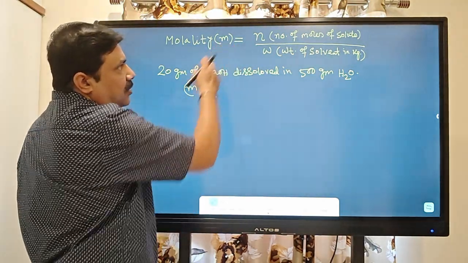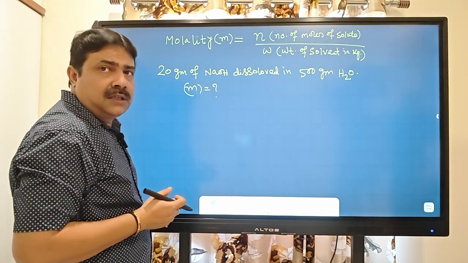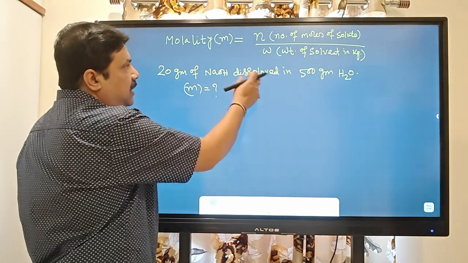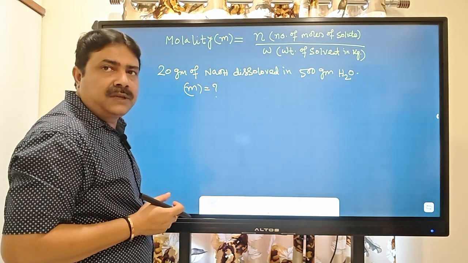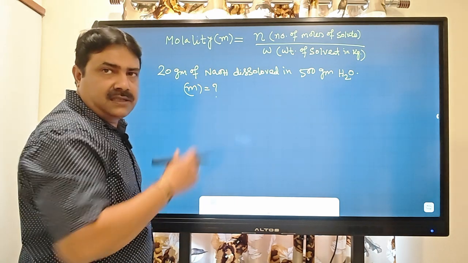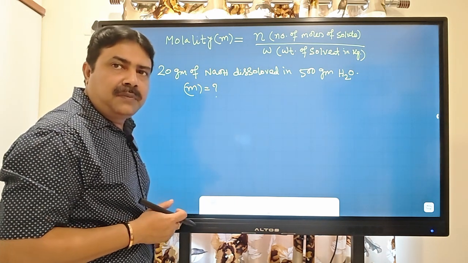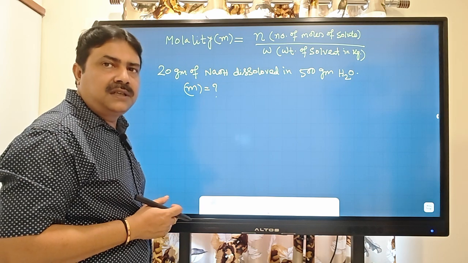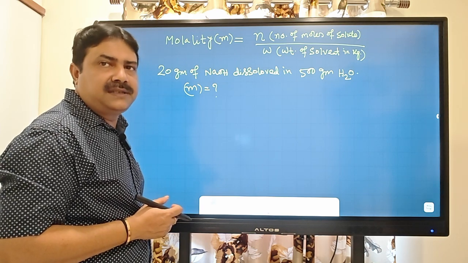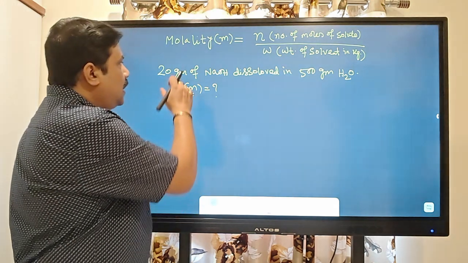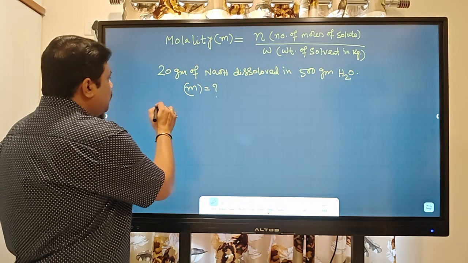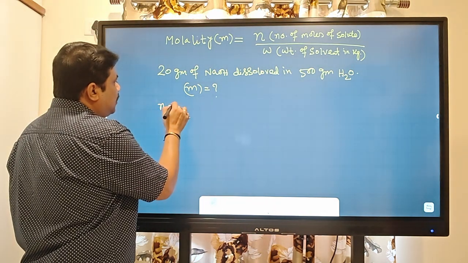First I need to find the number of moles of solute, and that value is divided by the weight of solvent. In this case the solvent is water, and it should be in kg. Gram to kg conversion means whatever value in gram, you have to divide it by 1000. Then we will get that value in kg. Is it clear?